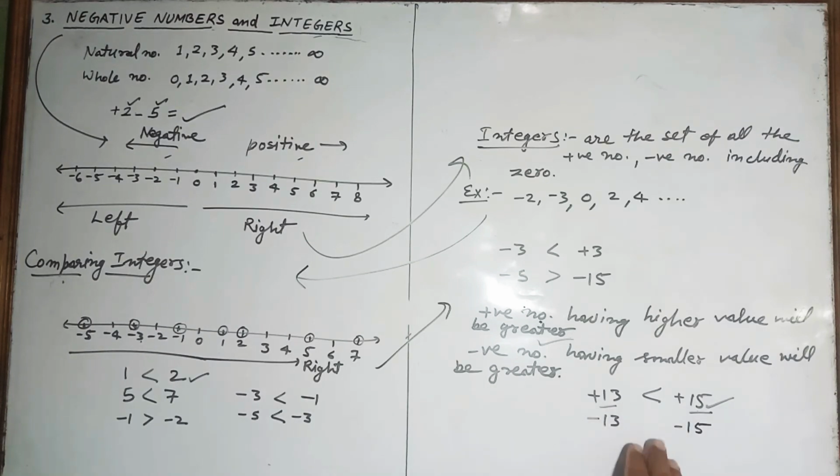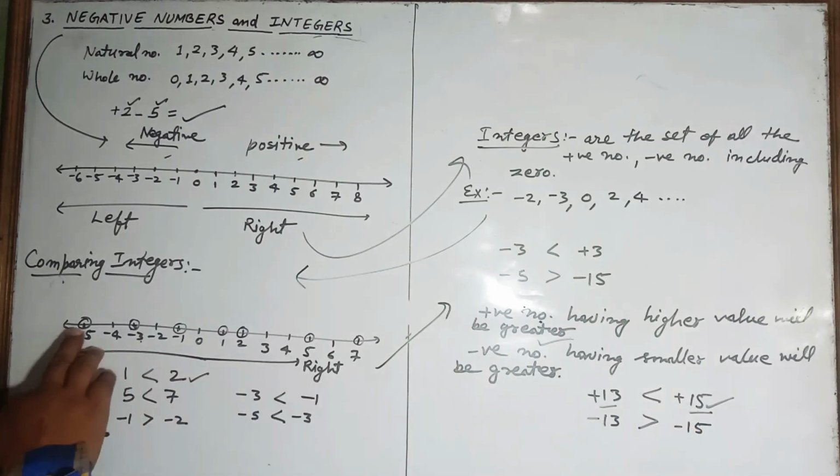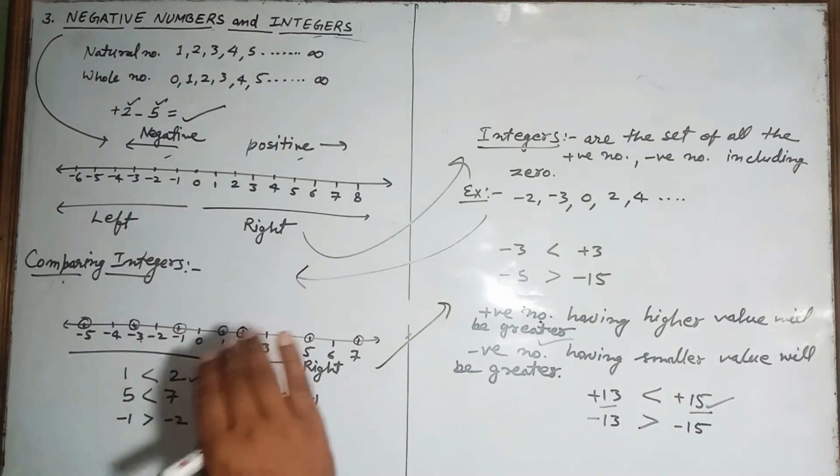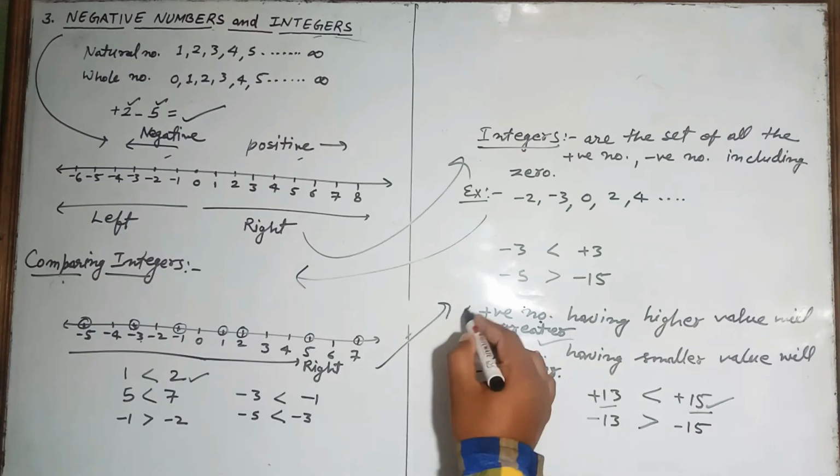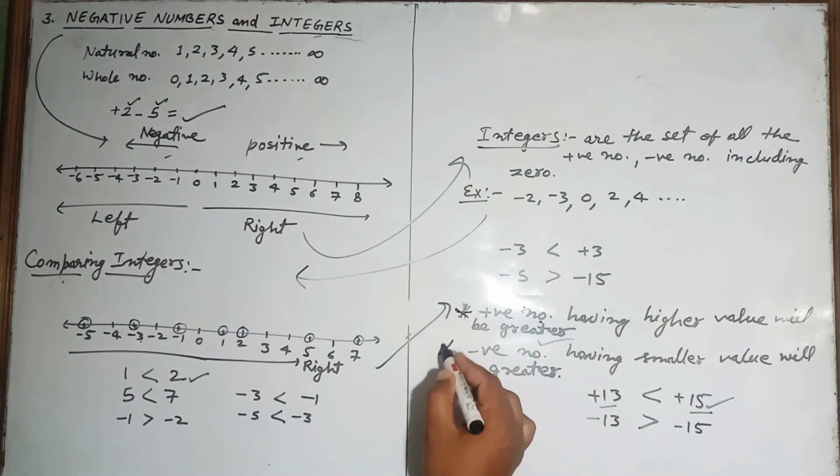So in that case, what will be our result? In case of negative numbers, the one having smaller value will be greater. So which one has the smaller value? That is -13. So -13 will be greater. Like this you can understand. Or in the same way from here also you can check which number is greater. These two you will remember.